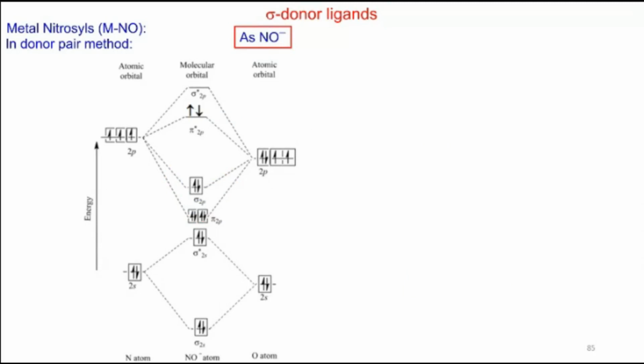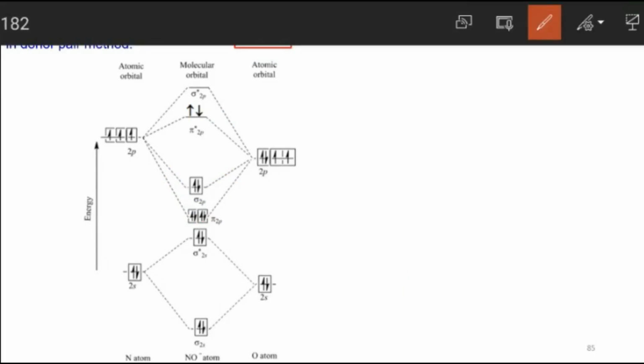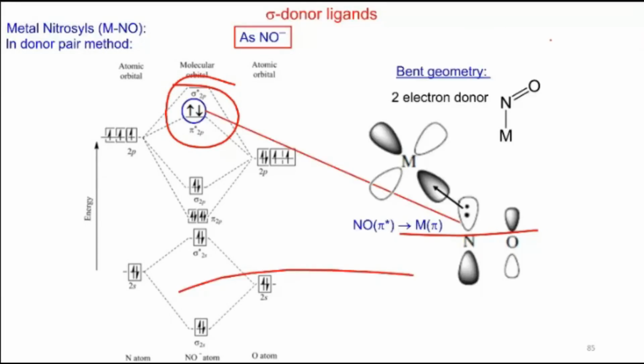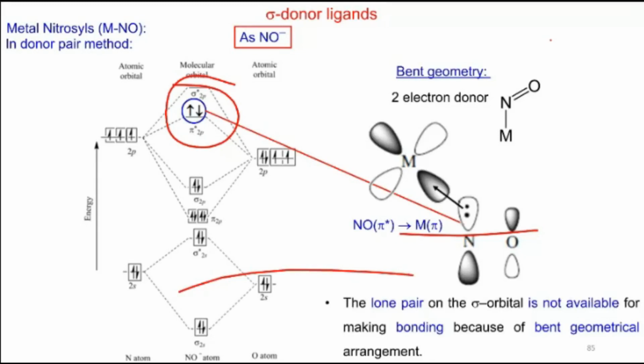NO minus means we added one more electron, and look at here again, 2 electrons are now present in the anti-bonding orbital, and these 2 electrons will be donated to the metal center to form the sigma bond. After the donation there will be a vacancy in the pi star orbital, which will be utilized for pi back bonding. Therefore, this is the thing.